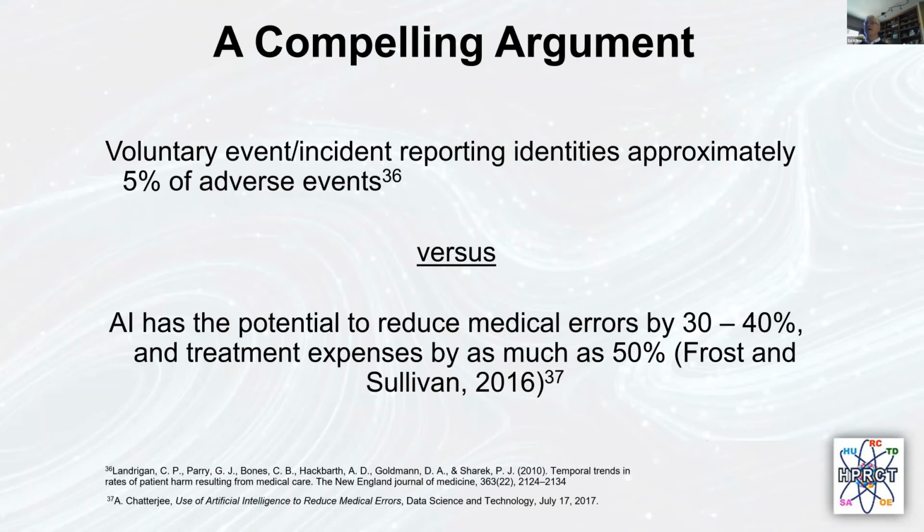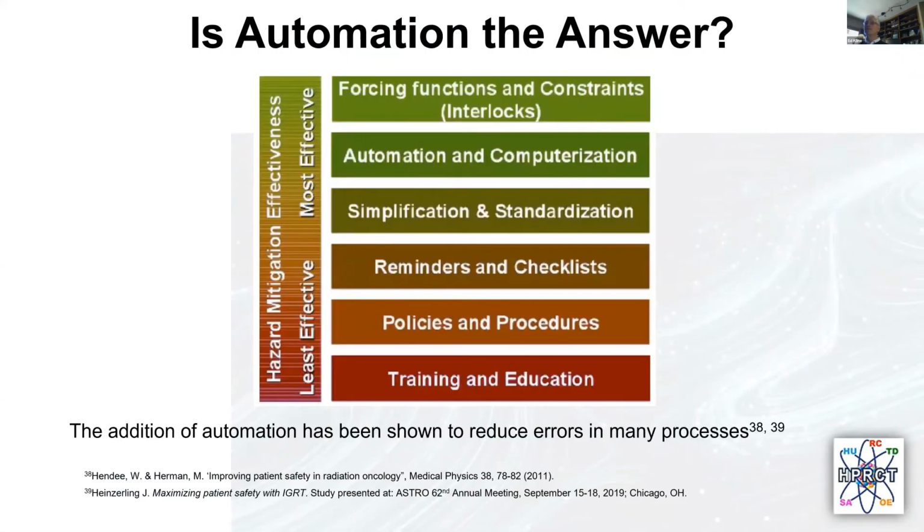So then how is automation to be used in making an algorithm that works? Based on our research and based on literature out there, the training and education process, though it's important, appears to be somewhat least effective when we look at what's happened.